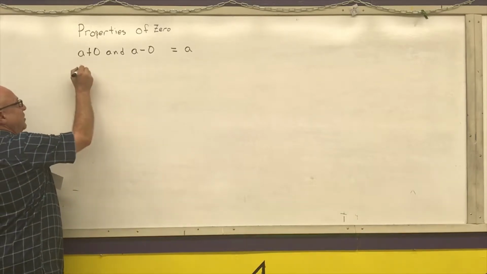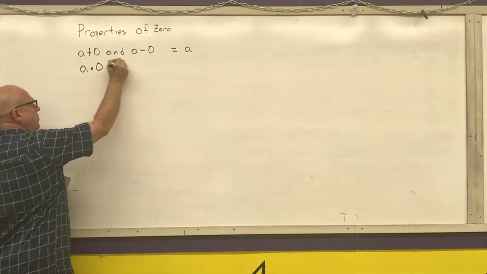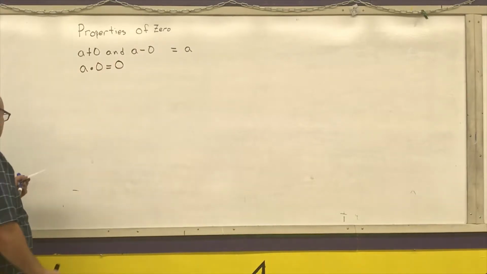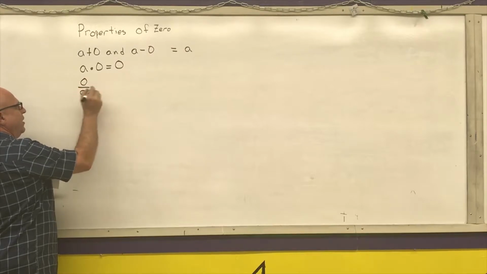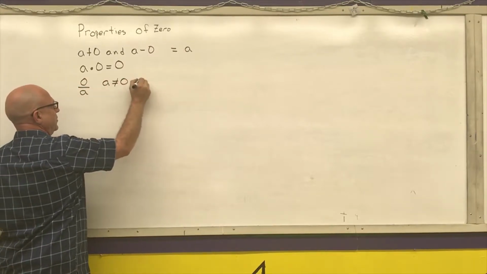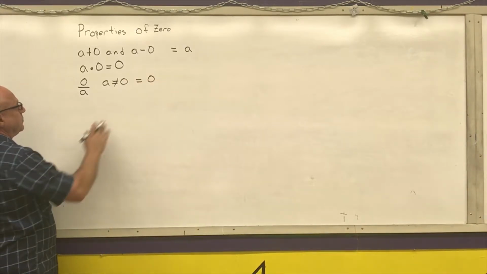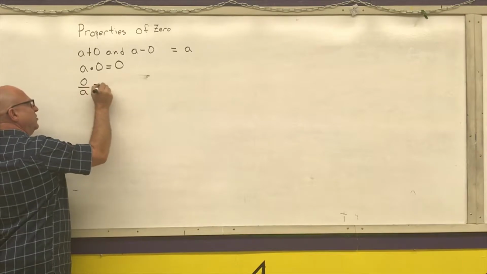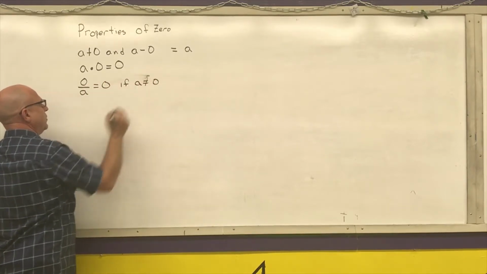Next one is A times 0 is equal to 0. 0 over A, with A not equaling 0, is equal to 0. I'm going to write it: equals 0 if A is not equal to 0.